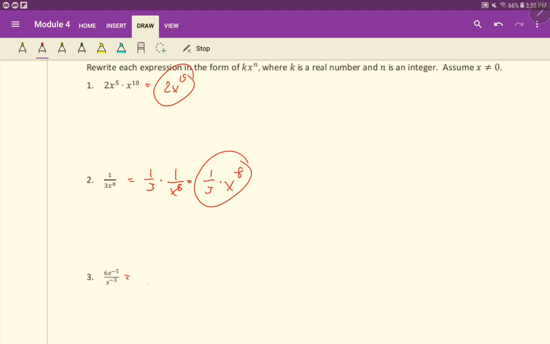Okay, and then right in here, we can leave the 6, but then x to the -5 over x to the -3 will be x to the -5 minus -3, right? We're dividing, so we subtract those powers there. Subtracting a -3 will be adding an opposite, so adding a +3. So we really get 6x to the -2. And again, we'll stop there because that's the form that they want.